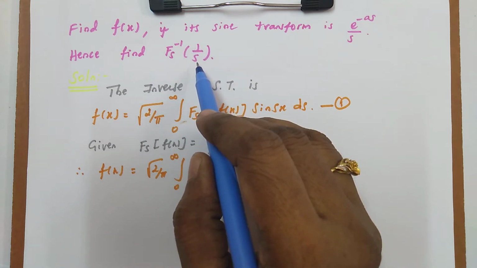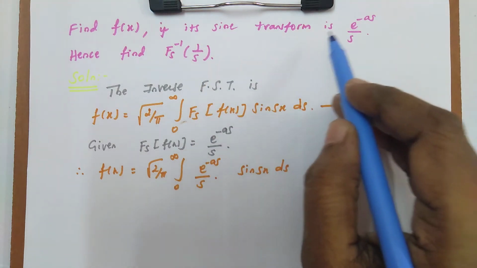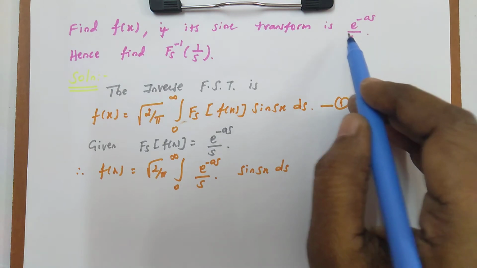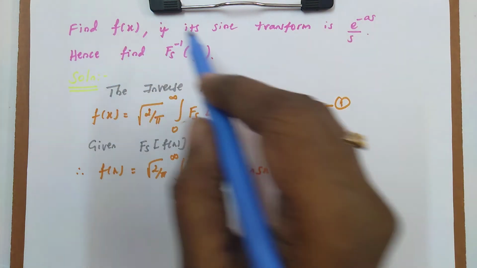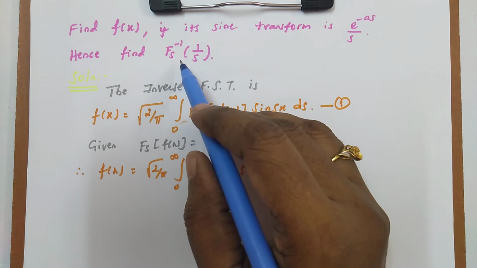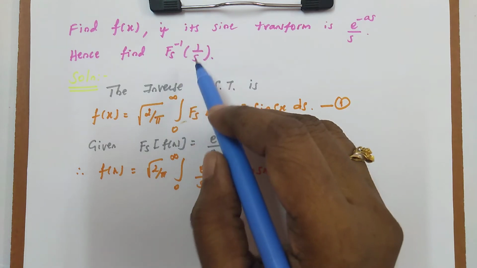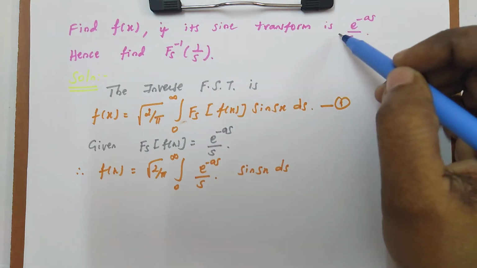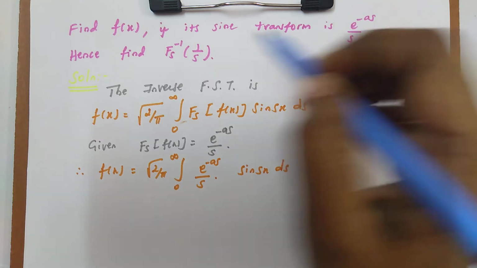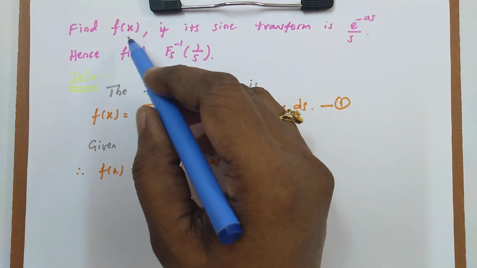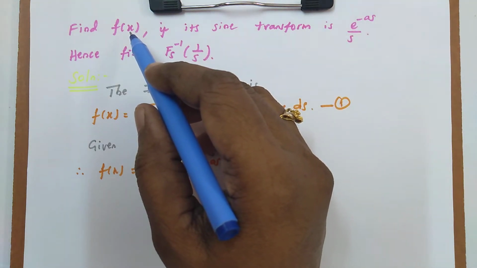So the question is, sine transformation of a function is given. We need to find the function. From that result we have some deduction, that is we have to find out Fs inverse of 1 by s. So using the sine transformation result, we have to find out f of x. For this we have to use the inverse Fourier sine result.